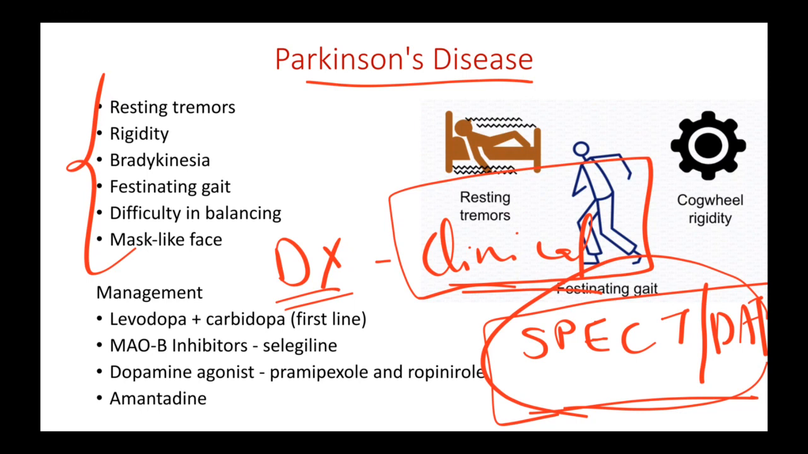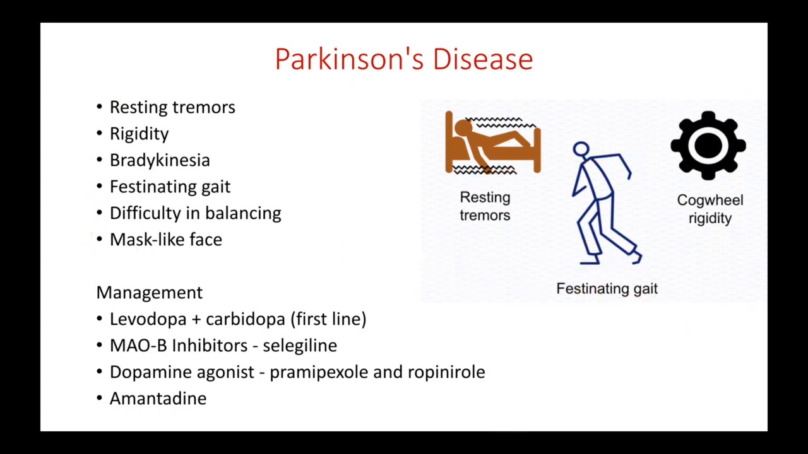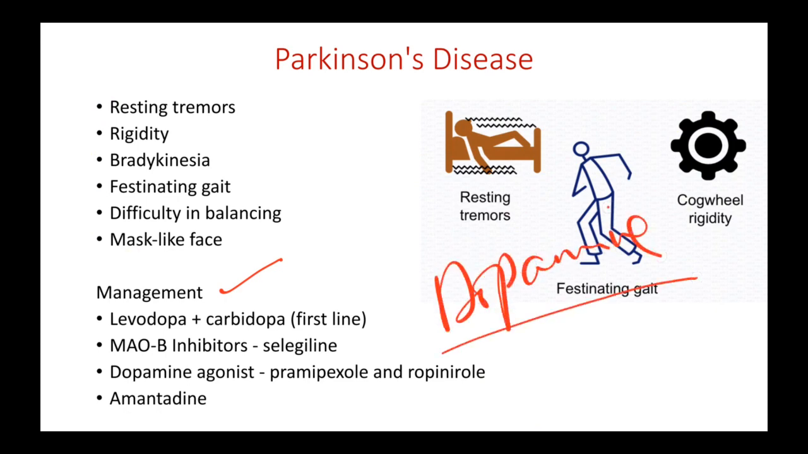So this scan is going to show how much dopamine is being taken up in the brain. That is going to show how much dopamine is reduced in these patients. And when you confirm the diagnosis, you start treating the patient using dopamine. Because this patient has reduced levels of dopamine, you give him dopamine.